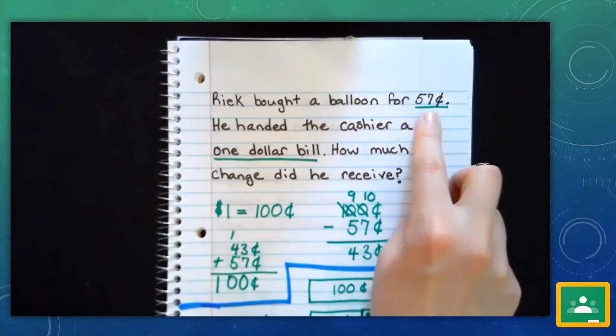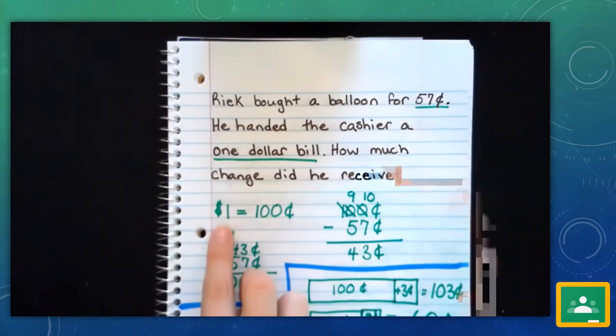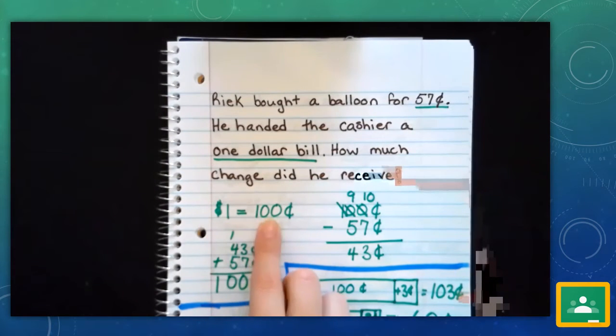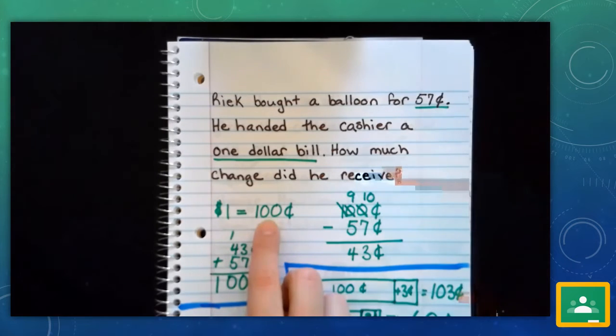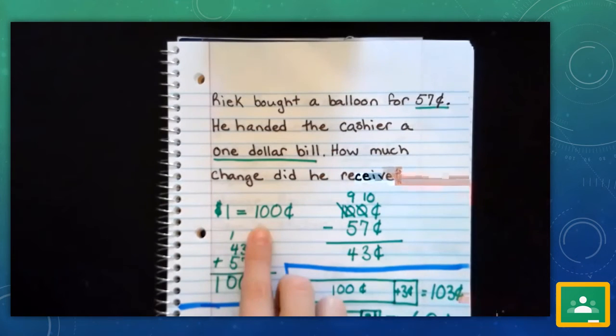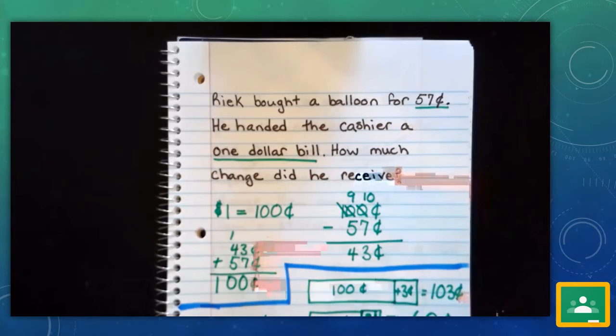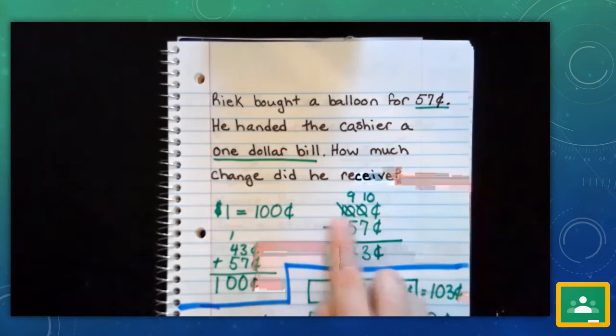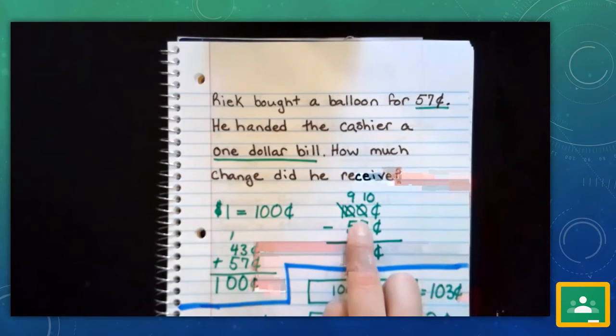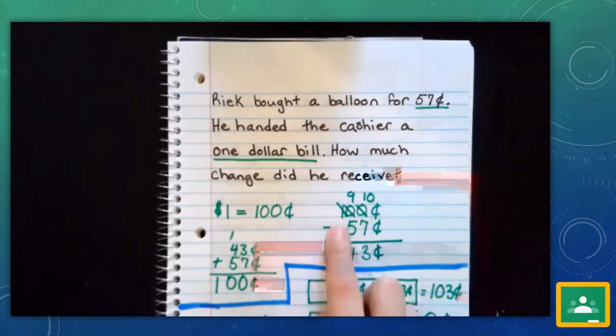But because I'm dealing with cents, I wanted to make sure that I write $1 as cents. So I wrote 100 cents to remind me. And then I went to find the difference. This is what Ricky gave the cashier. That's how much his item cost. So to find the change, I'm going to subtract 100 minus 57.